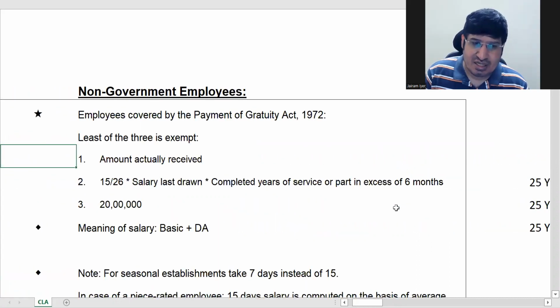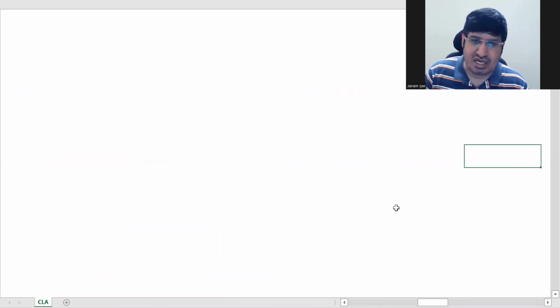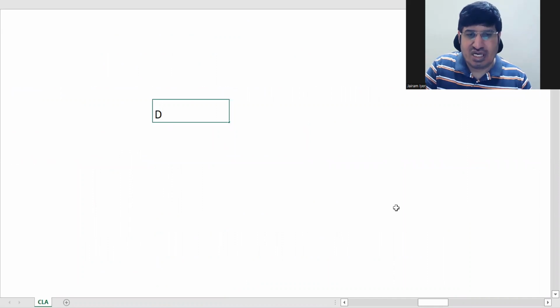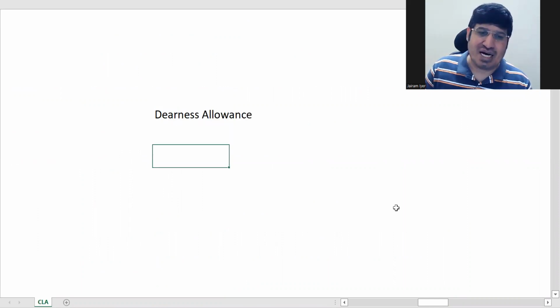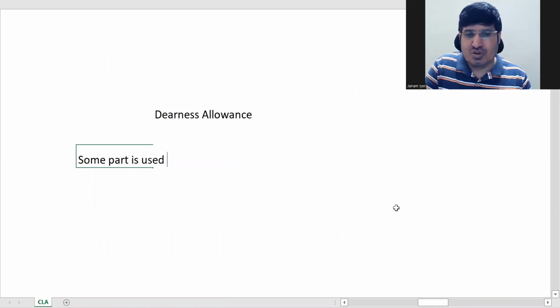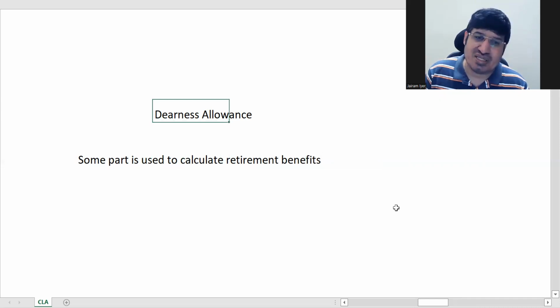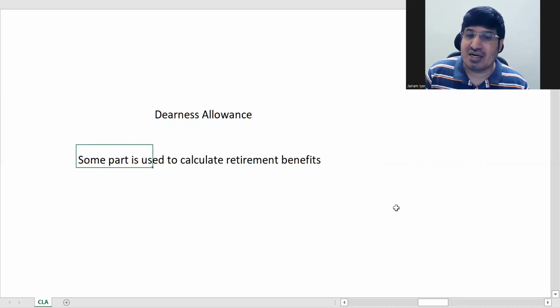चलिए, so आगे. Right, so meaning of salary important, basic plus DA, okay? And in DA, this is one thing I'll tell you here itself. In dearness allowance, DA, some part is used to calculate retirement benefits. Like for example, he's going to get pension and all. So how much percent of DA will go to pension? That is called some part which is used to calculate retirement benefits.